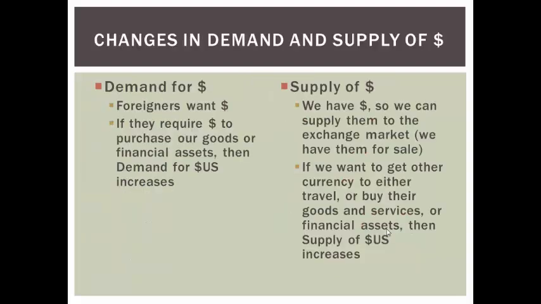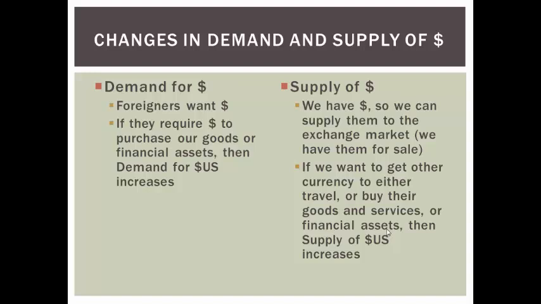So let's discuss a little bit more what demand and supply of dollars represent. Demand for dollars is represented by foreigners. So every time we think about demand for dollars, we think about foreigners. Why is that the case? Well, who has dollars? We do, United States residents. We get paid in dollars. So we already have dollars. We demand them, but we can get them through work, not through the exchange rate.